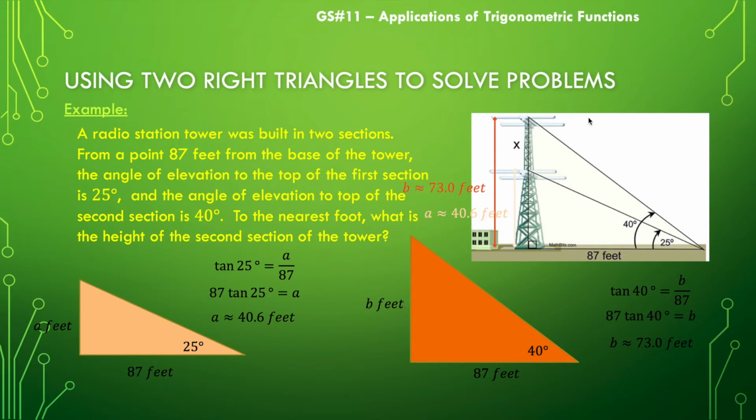All we need to do to find X is to subtract A from B. So X is equal to B minus A. We can sub in our values there and find that X is equal to 32.4 feet. And we would round to the nearest foot as it says to do. So X would equal 32 feet.